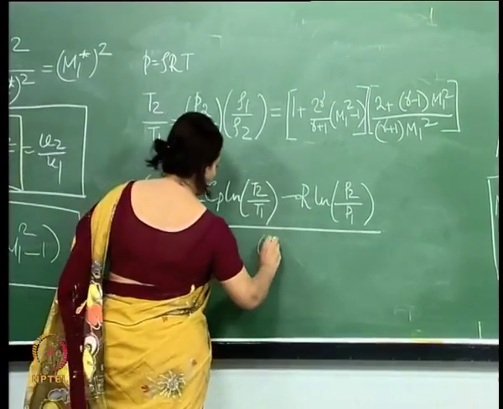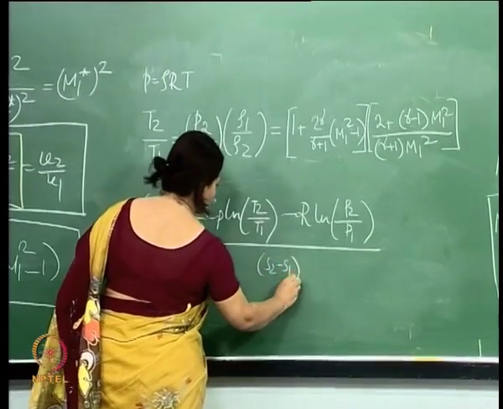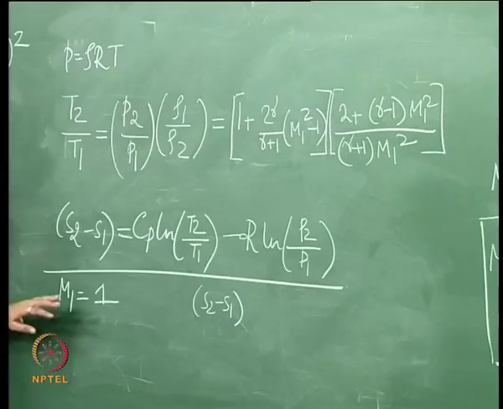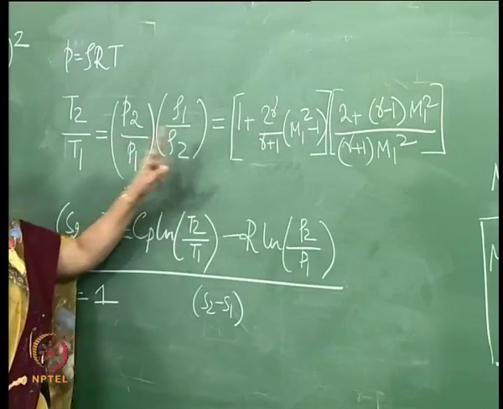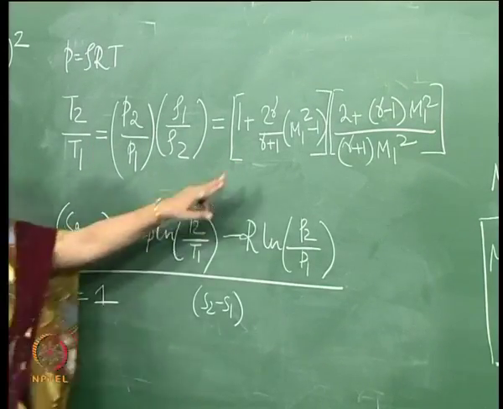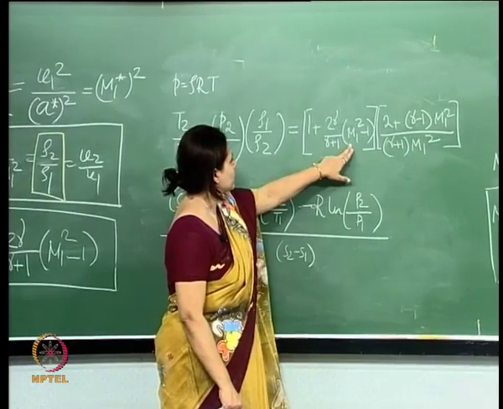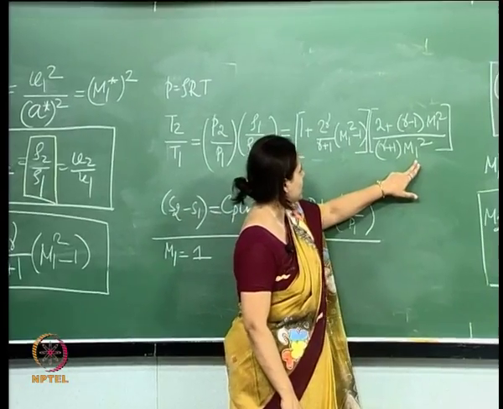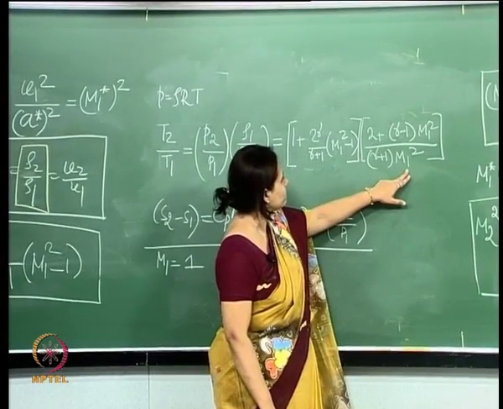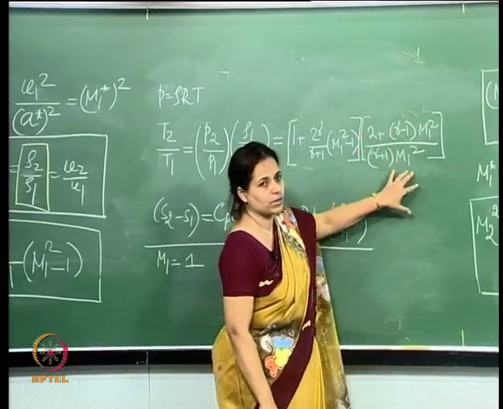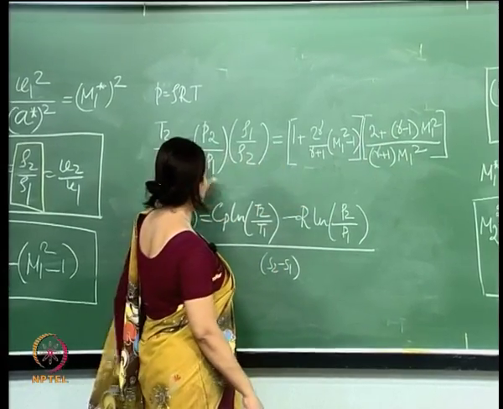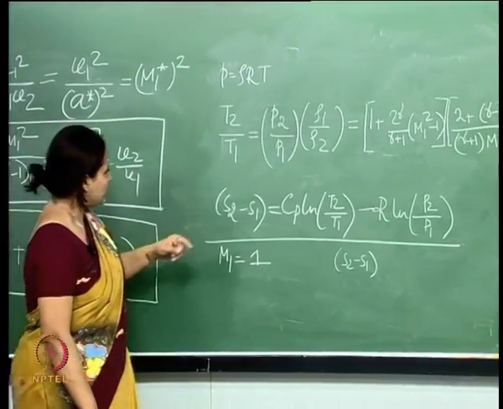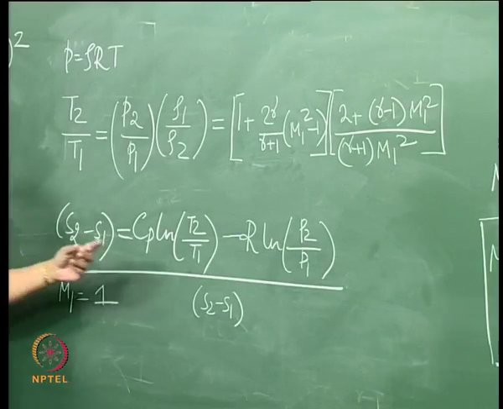Okay. So, what happens to the entropy change? The incoming Mach number is 1. In that case, what happens to T2? If you put 1 over here, you get 1 from this bracket, and if you put 1 over here, the whole bracket becomes 1. So, basically T2 by T1 is 1.